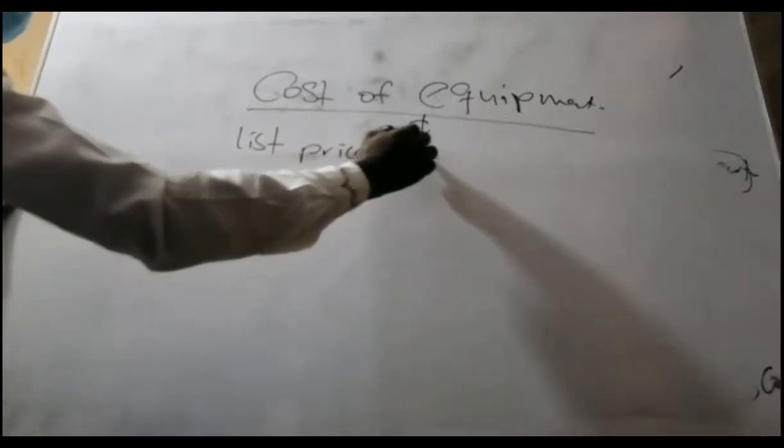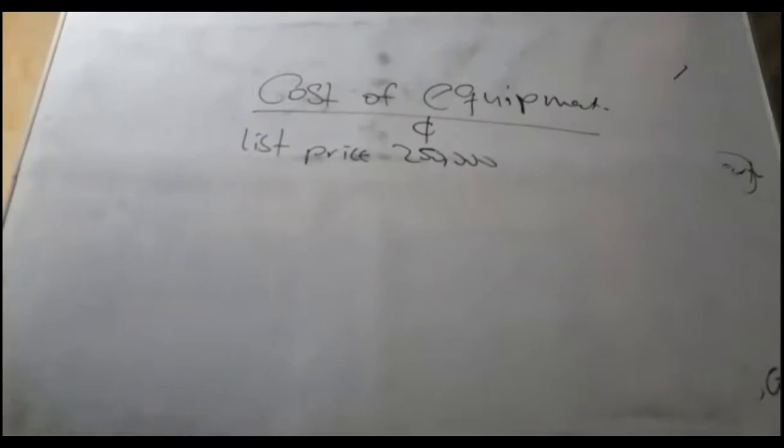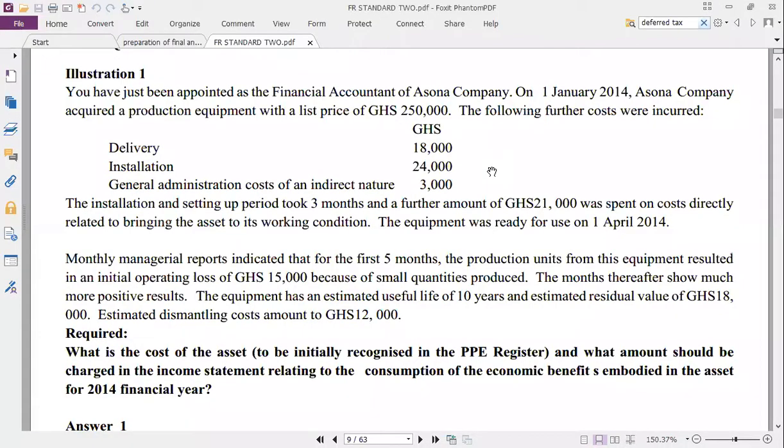First, I'll put Ghana cedi here. They say list price, right? Or the listed price. This is 250,000. Good. Now let's move on to the next one. The next item in question is what? Delivery cost 18,000. Will it be part?